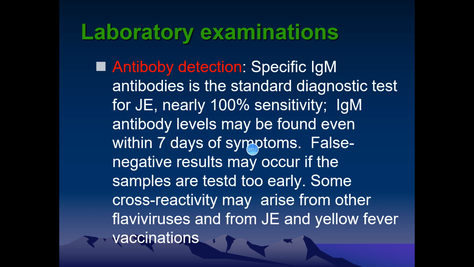IgM antibody levels may be found even within 7 days of symptoms. Alternatively, the serum antibody level may be increased fourfold. False negative results may occur if the samples are tested too early, for example within the first week of the illness. Some cross-reactivity may arise from other flaviviruses and from JE and yellow fever vaccinations. This phenomenon may contribute to misdiagnosis. Parallel testing for JEV and other flaviviruses may be necessary.